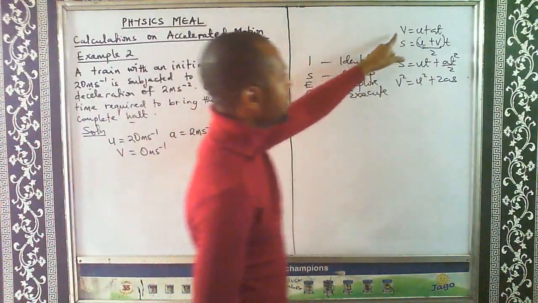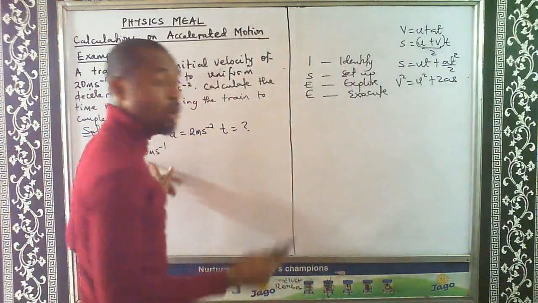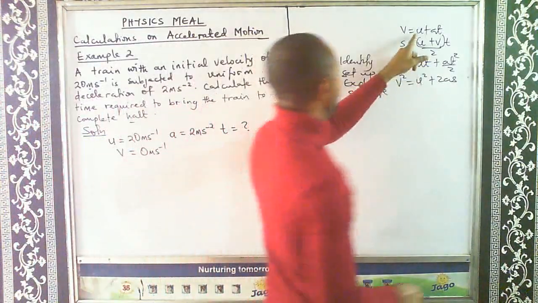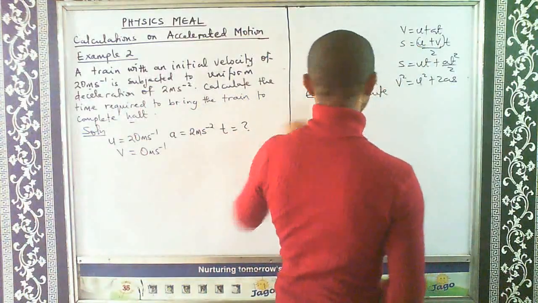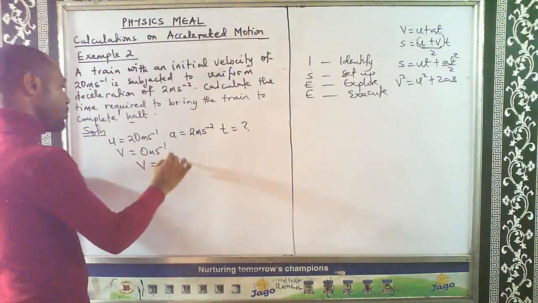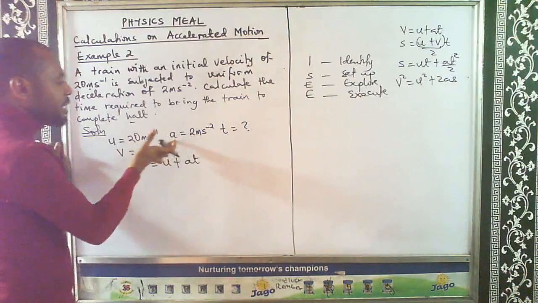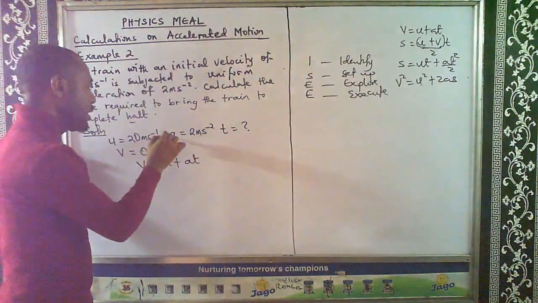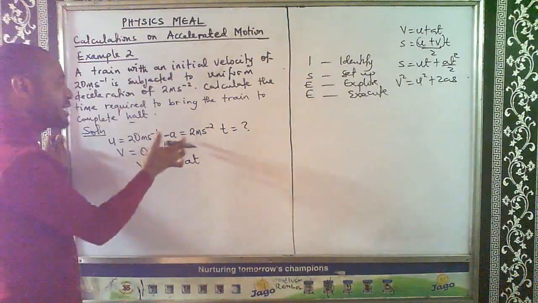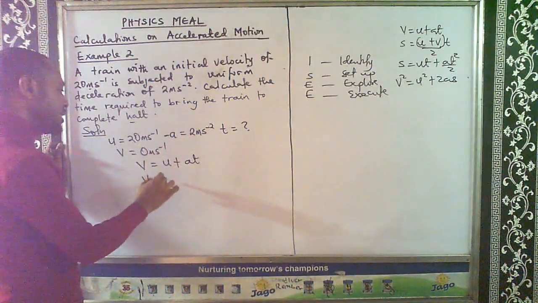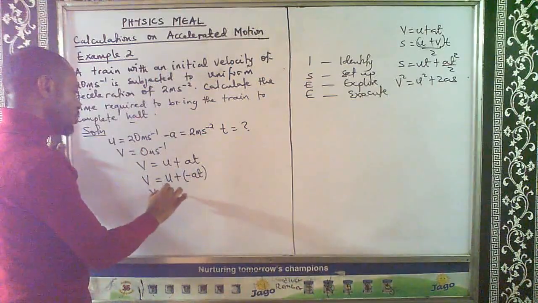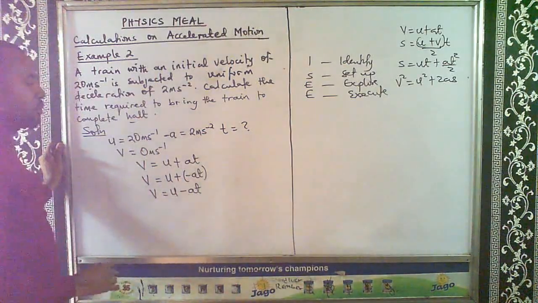So let's check this. V, we know V to be 0. And we know why V is 0. When a body comes to rest, the final velocity is 0. Then we know U, given. We know A, and then we are looking for T. So the suitable equation will be this. Now, because we are dealing with deceleration, this will carry a negative sign. So negative A. If we now translate this, this will be U plus negative AT. That means V is equal to U minus AT. That's what we are going to use.